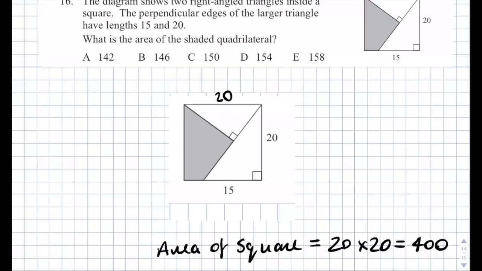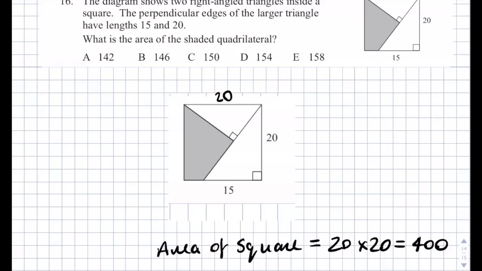Now we're told that we need to find the area of the shaded quadrilateral. So my way of thinking is we know what the area of the square is, and somehow we must be able to determine what the area of these 2 right-angled triangles are going to be. So we take the area of the square, less the area of those 2 triangles, which should give us the area of that shaded quadrilateral. But of course we don't have enough information to determine what the area of that smaller triangle is.